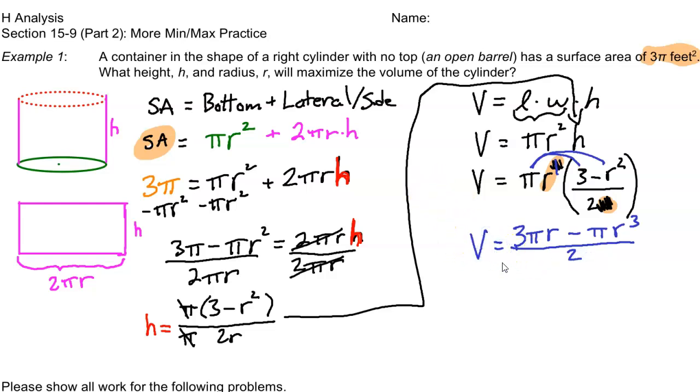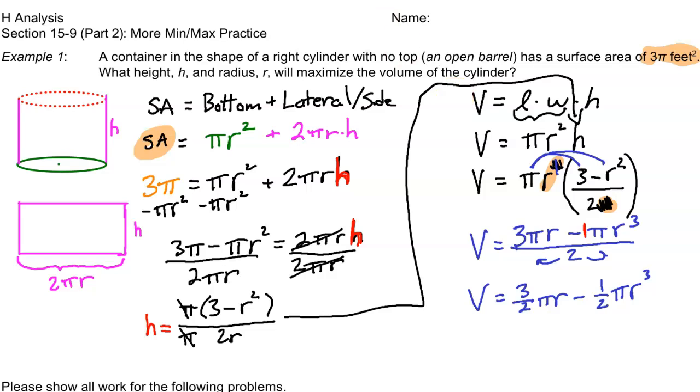And yet still, we cannot take the derivative in this format. We need to distribute the 2 to both terms, the distributive property. So let's make this 3 over 2 pi r, just writing the 2 right underneath the 3. And then over here, there's no coefficient in front of the pi, so just use 1. So we have minus 1/2 pi r to the third. And now, finally, we have a format that we can actually take the derivative of.